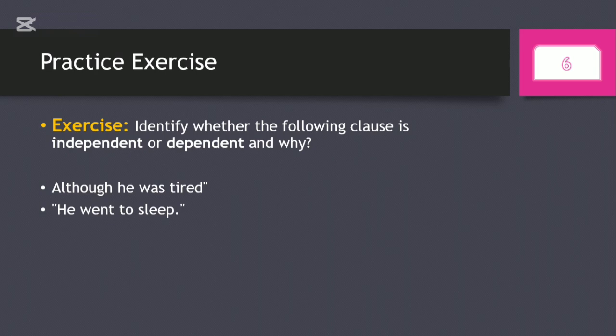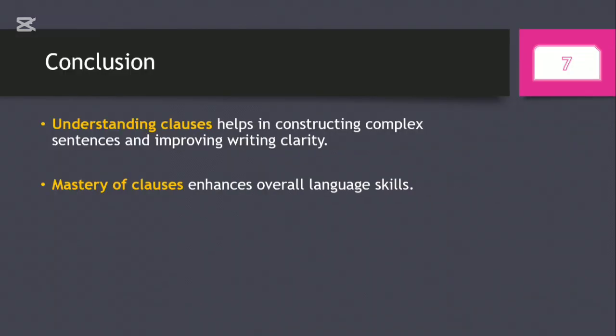this is a dependent class because it does not give a complete meaning. Although he was tired. And he went to sleep. This is an independent class. It can stand alone and it expresses a complete sense. He went to sleep. This is the independent class.